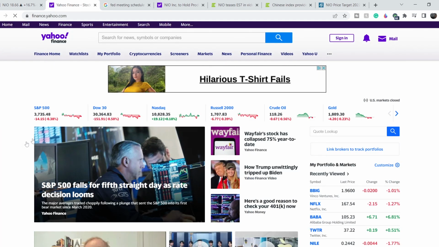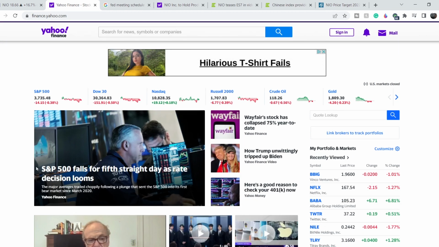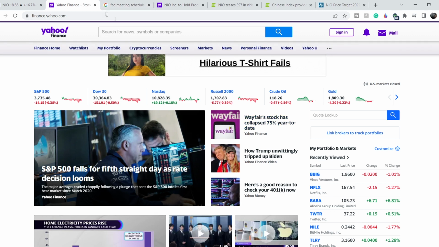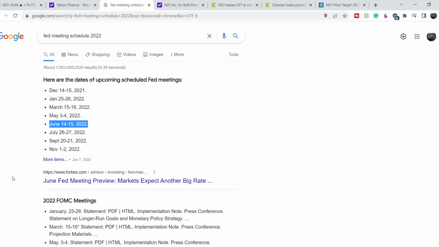First of all, let me show you that the market doesn't behave very well right now, and as you can see, the S&P 500 fell for a 5th straight day as the rate decision looms. The S&P 500 lost about 0.38%, Dow Jones lost about 0.5%, Nasdaq is slightly in green territory by 0.18%, and Russell 2000 is in red by 0.39%. And I have to say that the main anticipation right now is the Federal Reserve announcement.